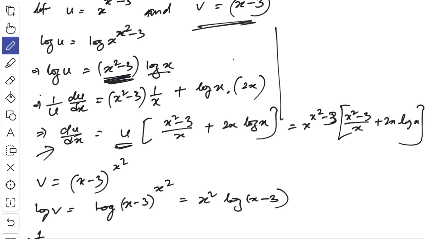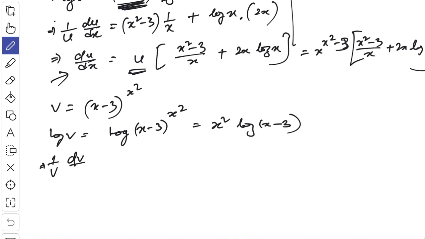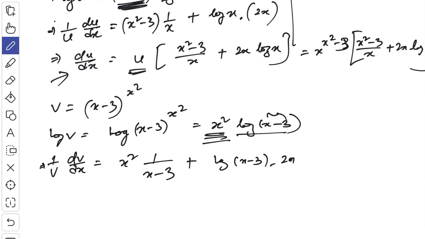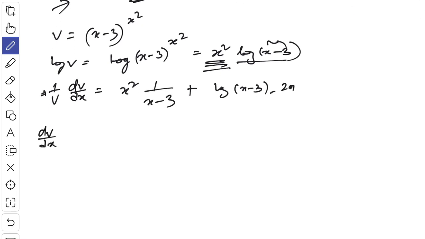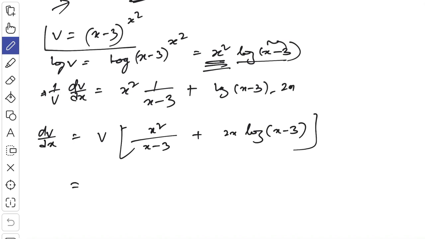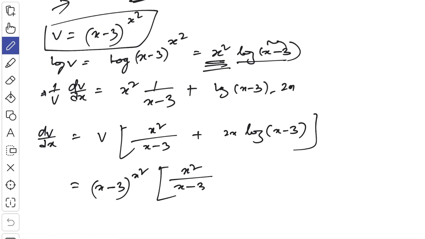Again use the product rule to differentiate it. Then you will get 1 by v dv by dx is equal to, taking this one as the first function, the derivative of this is 1 by (x minus 3), and if you differentiate x minus 3, again you will get 1. So forget it. Now the second function is log of (x minus 3) and the derivative of x square is simply twice x. So dv by dx will be v into (x square by (x minus 3) plus twice x log of (x minus 3)). Now let us put the value of v. If you put here (x minus 3) to the power x square, then you will get x square by (x minus 3) plus twice x log of (x minus 3).